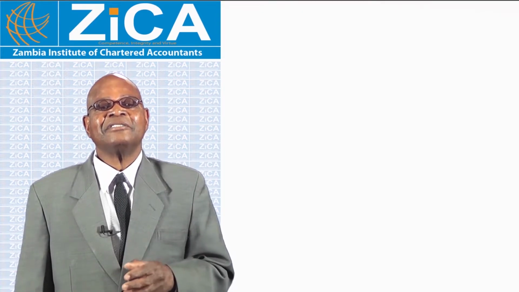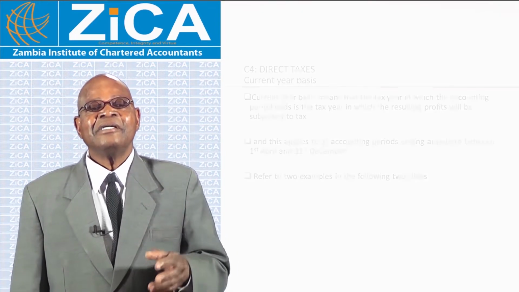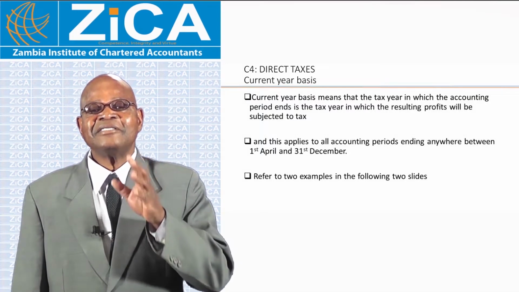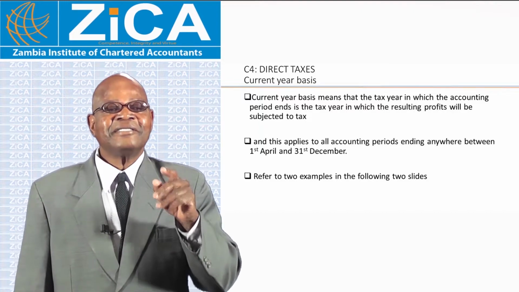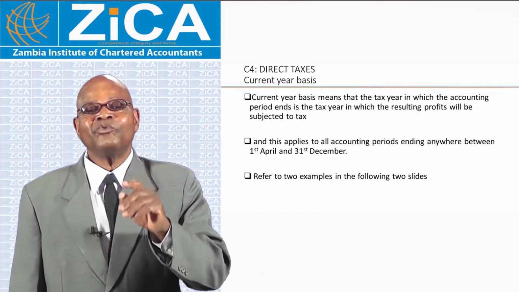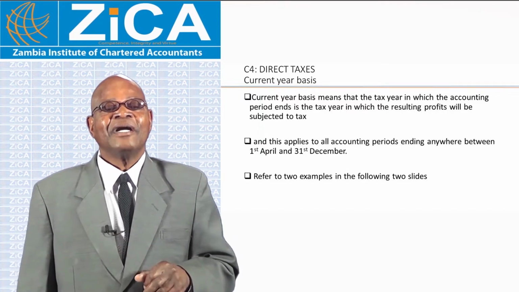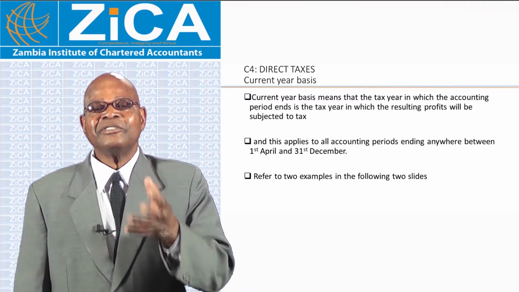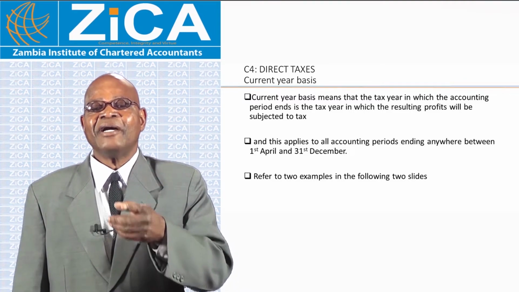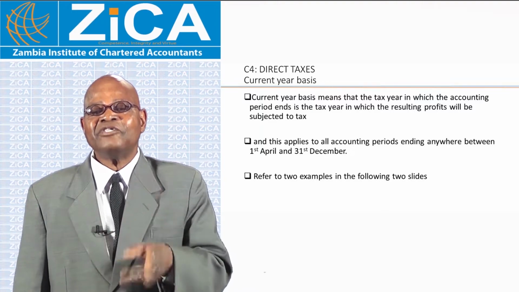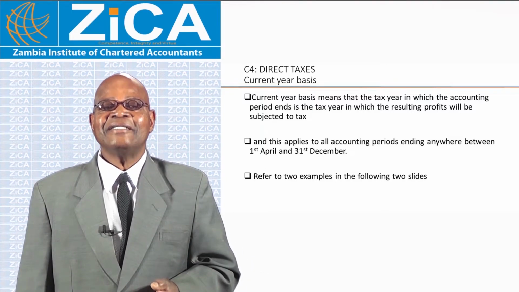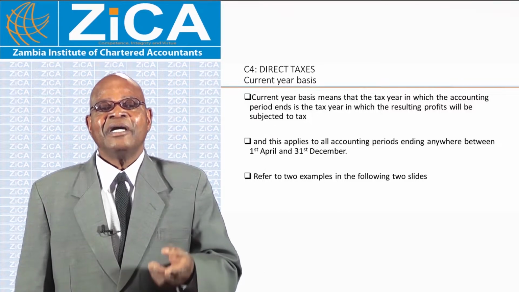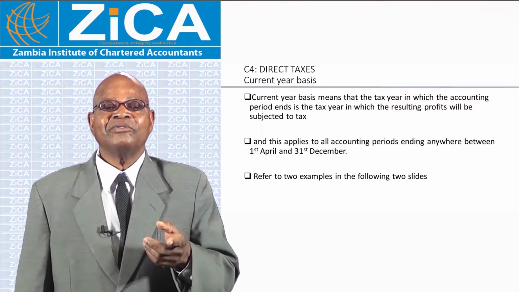Now, when you look at current year basis, as I have said, current year basis means that the tax year in which the accounting period ends is the tax year in which the resulting profits will be subjected to tax. And this applies to all accounting periods ending anywhere between 1st of April and 31st December. Refer to two examples which are going to be following.